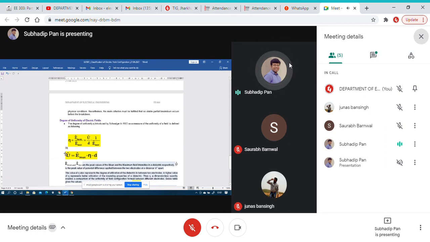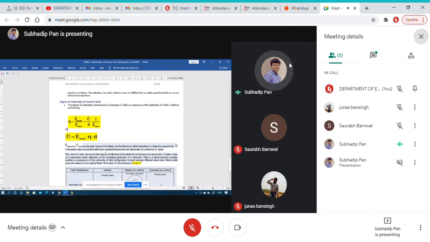Or we can say that this U is the work done. What is the work done by the external source in moving a unit positive charge from B to A? Either A to B or B to A. So what will your work done be? Work done is equal to E max into the Schwaiger factor into the distance between the two electrodes, right? So these are the two important equations to remember for finding the degree of uniformity of the electric field whenever it is required in your calculation of electric field intensity.